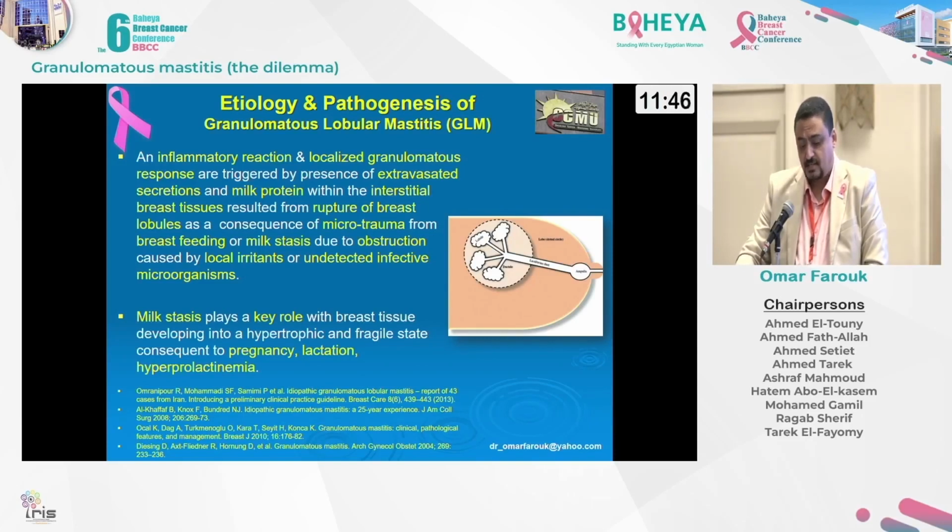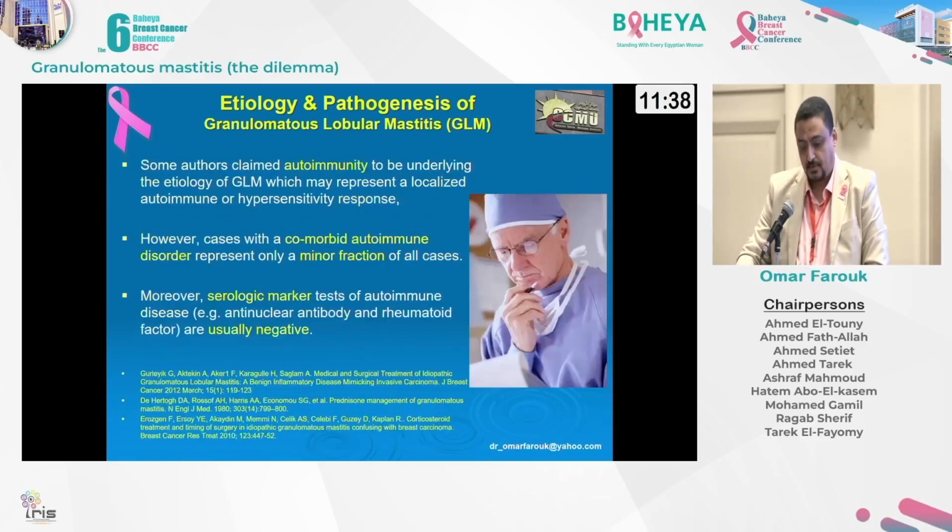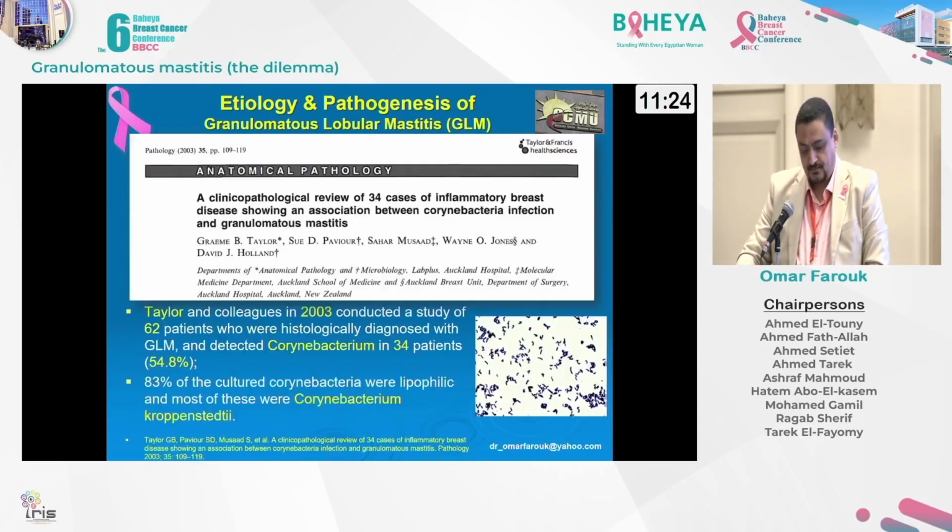But milk stasis plays a key role within the breast developing into a hypertrophic and fragile state consequent to pregnancy, lactation, and hyperprolactinemia. Some authors claimed autoimmunity, but in most cases, comorbid autoimmune disorders represent only a minor fraction, and in most cases, serologic markers are usually negative.